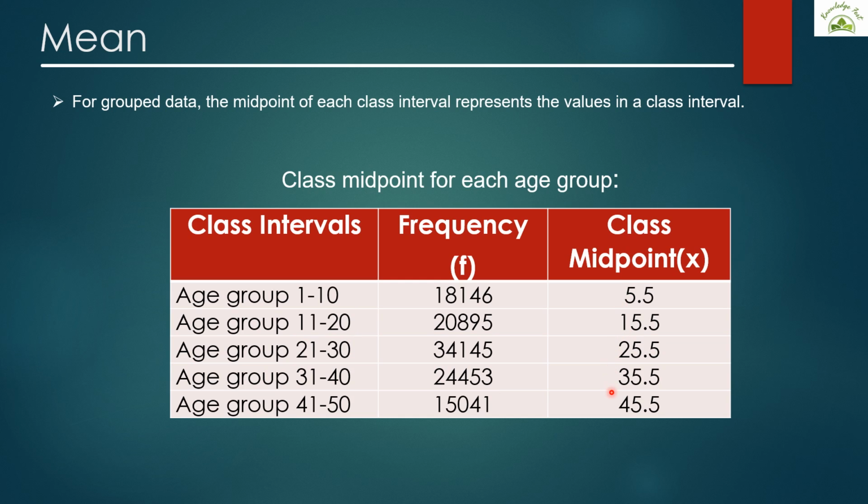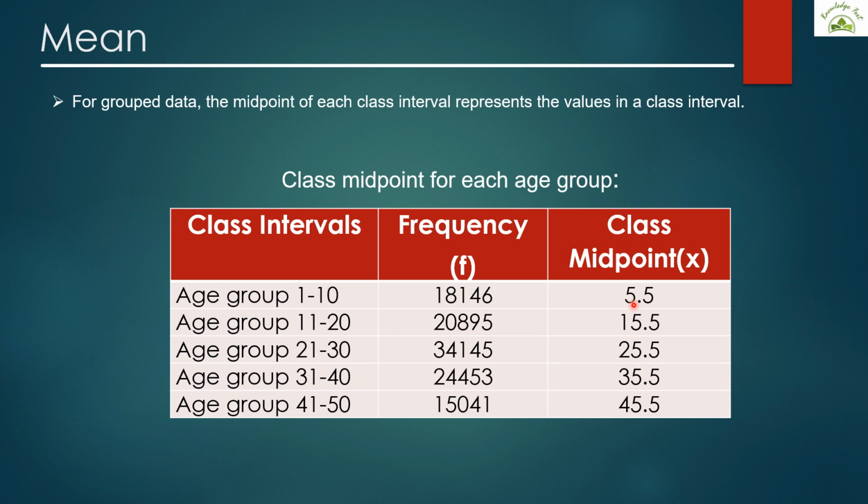In this column you can see that I have calculated the class midpoint for each of the class intervals. How to calculate it? You just have to sum the two endpoints of any class interval and then calculate the average, divided by 2. So for the first class interval, what is the start point? That is 1. What is the end point? That is 10. So 1 plus 10 is equal to 11. Now 11 divided by 2 is 5.5.